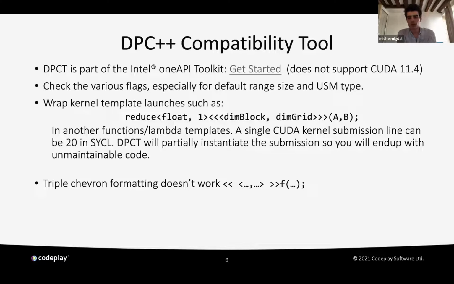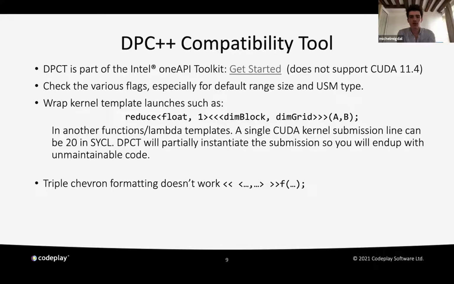So there are some caveats. The main issue is if you have kernel templates that you are submitting. In SYCL, the kernel submission will probably take at least 20 or 30 lines, depending on the number of shared memory objects you use. It will create a lot of objects.